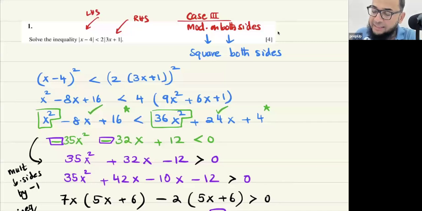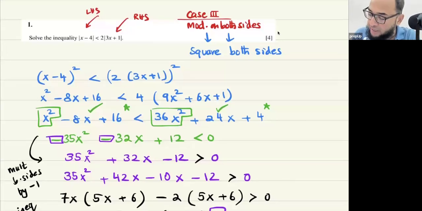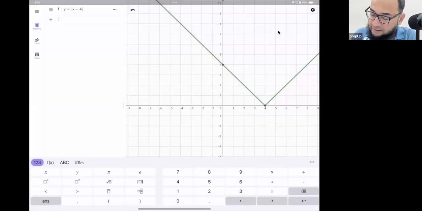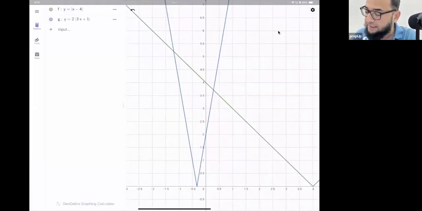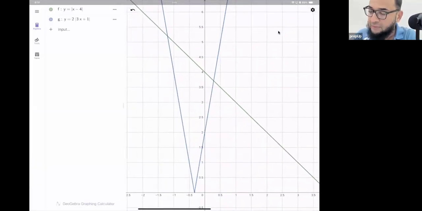That is 2 bracket 3x plus 1. So this is y equals 2 modulus, with the 2 on the outside, and this is 3x plus 1. If I'm not mistaken, that's the one. 2 bracket 3x plus 1 and x minus 4 modulus. So there it is. These are the points of intersection.